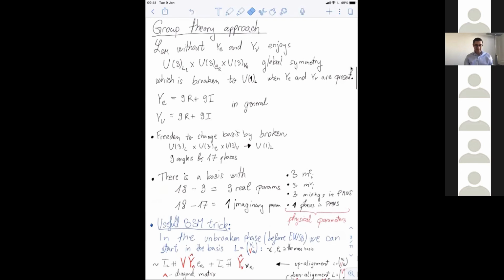So this way is easier. If you have a model, you first figure out the global flavor group, what you have when you don't have Yukawas, and then you figure out the breaking, how the breaking works and what's left behind. Then you take the difference between the general number of flavor parameters and the broken generators. And that will be the number of physical parameters on which the processes will depend.